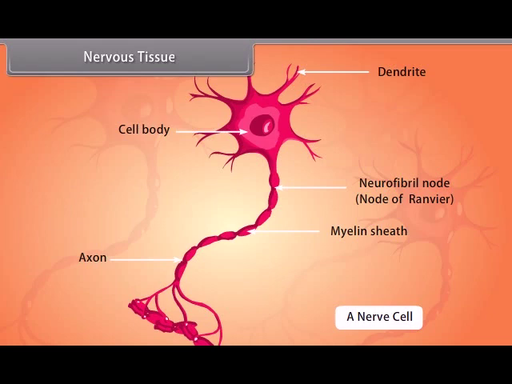Axon forms fine branches terminally. Each branch ends in a swollen structure called synaptic knob or bouton. Axon is also called nerve fiber. An individual nerve fiber is about 1 meter long.